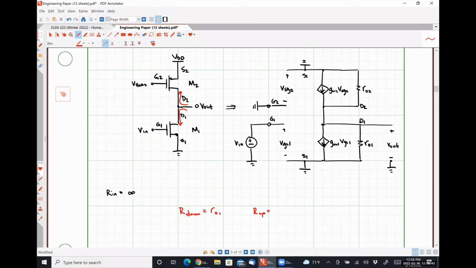What about when we look up? So we're looking in through this terminal and looking this way. Just R not 2, right? Because obviously VSG2 is 0 since it's grounded on both sides, meaning that this dependent current source looks like an open circuit. And so all we see is R not 2. From that, our output resistance is simply R not 1 in parallel with R not 2.